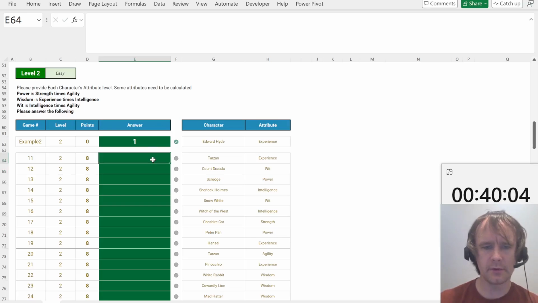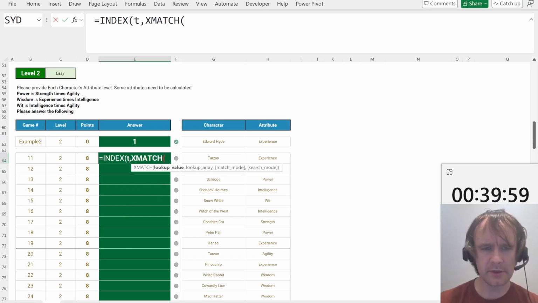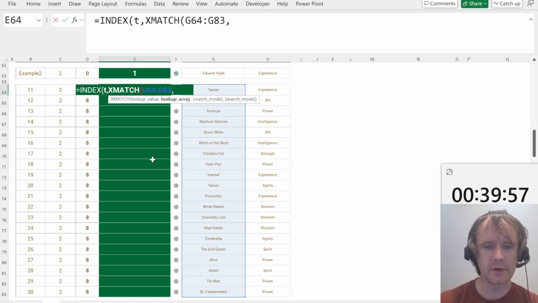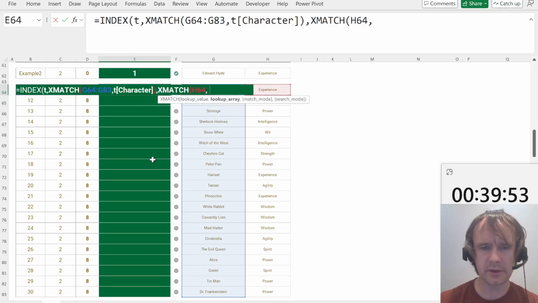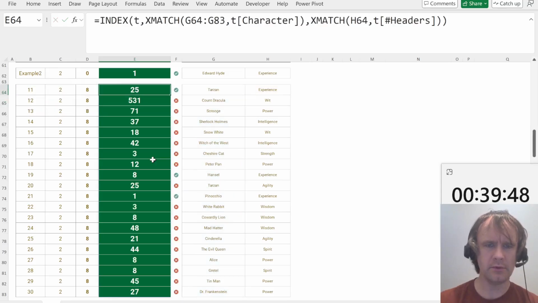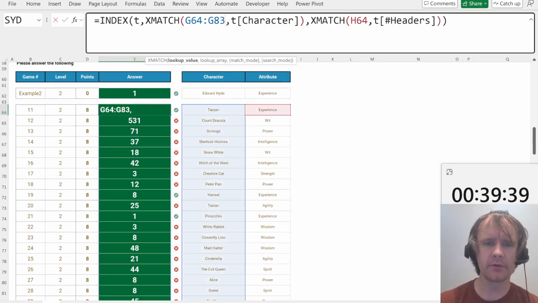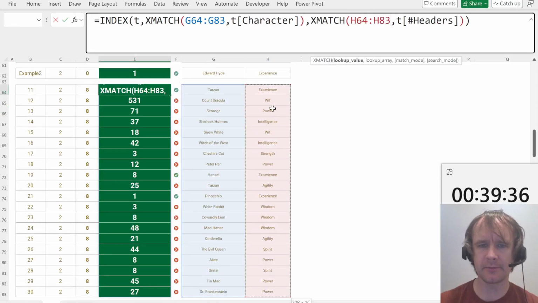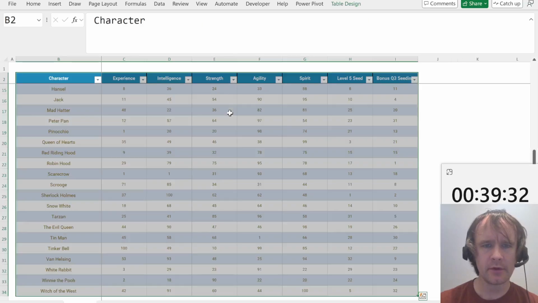Okay, so this is going to be INDEX T. The row is going to be XMATCH this against T character, and the column is going to be XMATCH this against T headers. No? Really? Not very happy about that. It's because I made one an array and not the other. Stupid.